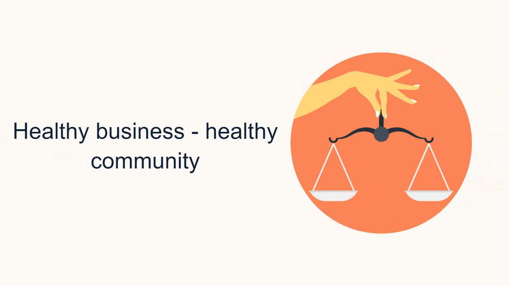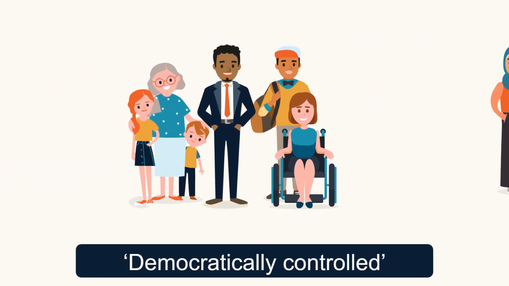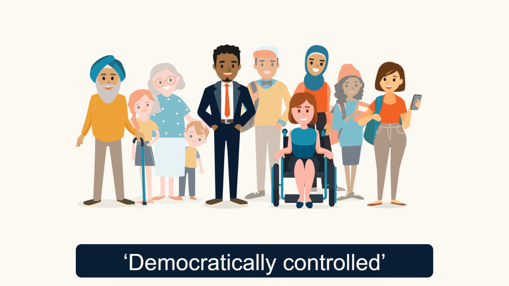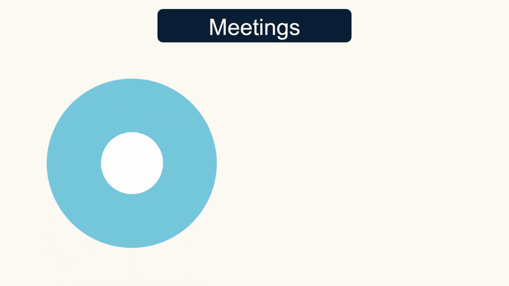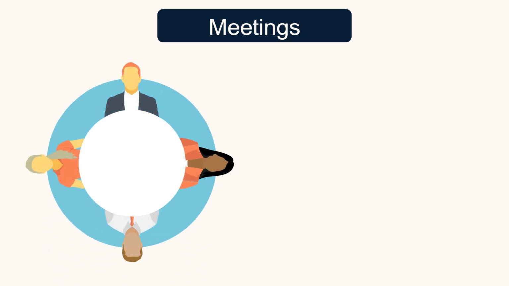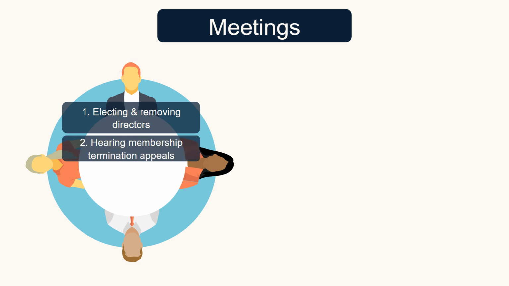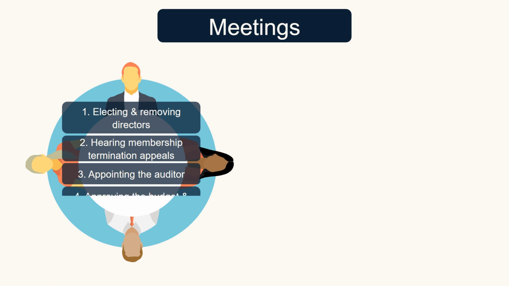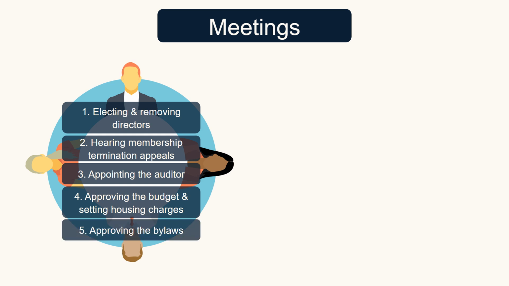So, how exactly does a nonprofit housing co-op work? The members of the co-op elect a board of directors from among them. They entrust a lot of decisions to this board of directors, so communication and trust between the board and members is very important. Some decisions are reserved for members, and these are decided at member meetings. These decisions may include electing and removing directors, hearing membership termination appeals, appointing the auditor, approving the budget, and setting housing charges, and approving the rules or bylaws and policies. Decisions reserved for members vary from co-op to co-op.